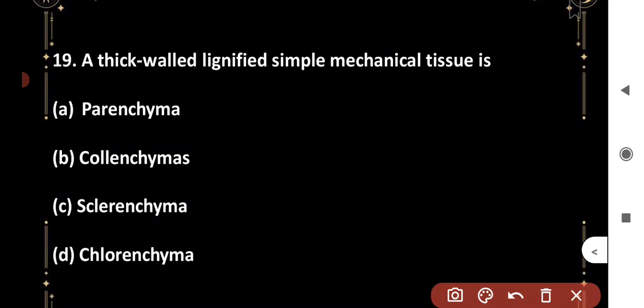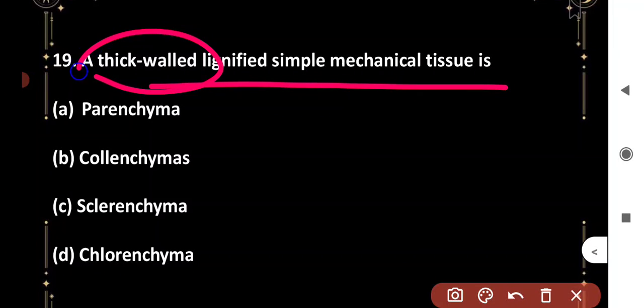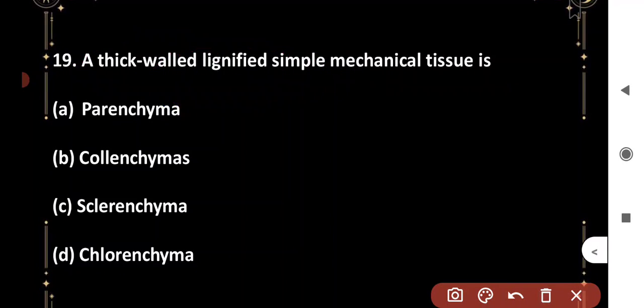Next question says a thick walled, lignified, simple mechanical tissue is. It is thick walled, it is lignified, it is a simple mechanical tissue. Which one is thick walled? Lignified means it is dead. So it is sclerenchyma.